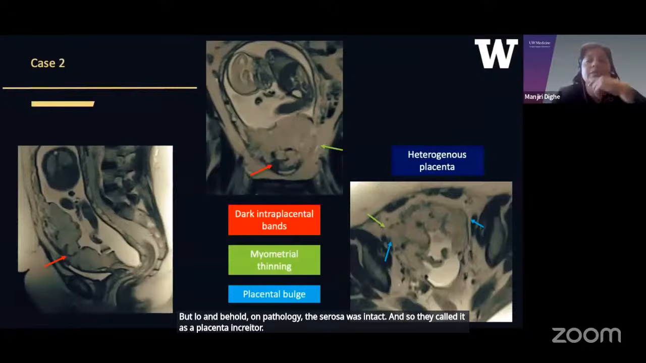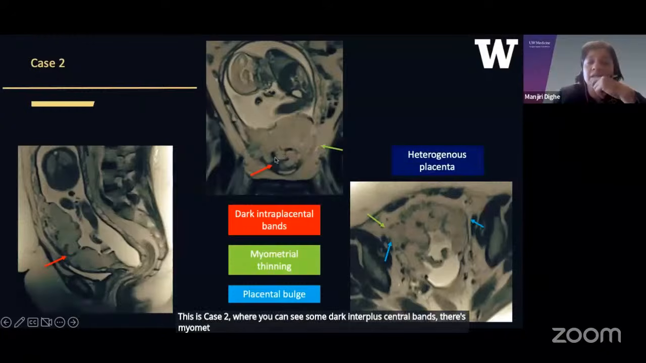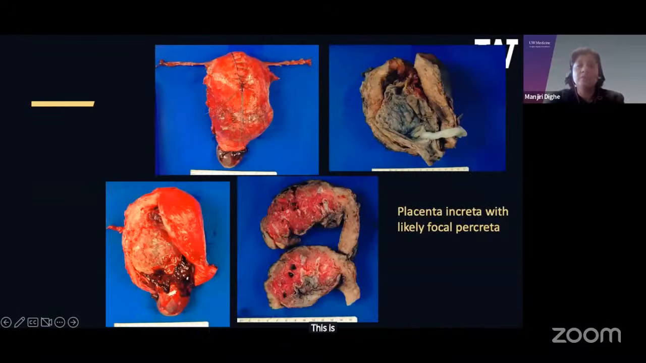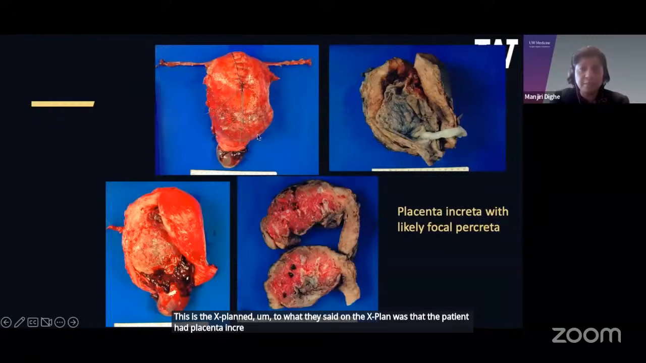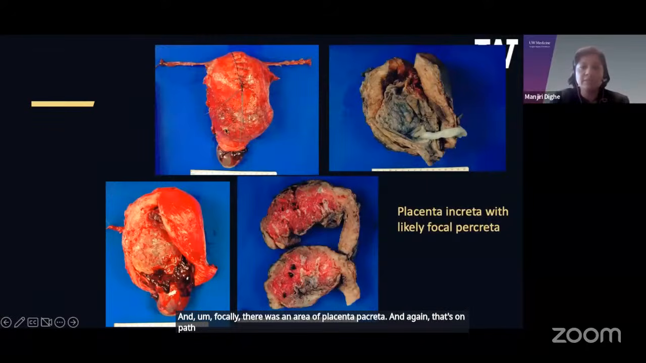This is case 2, where you can see some dark intraplacental bands. There's myometrial thinning, there's placental bulge, and you can see that in some areas you don't see the myometrium at all. And so that's with the myometrial thinning and the overall heterogeneous placenta. This is the explant. So what they said on the explant was that the patient had placenta increta. You can see the bulging over here in the lower uterine segment. And focally, there was an area of placenta percreta. And again, that's on pathology. If you look at the specimen, everything looks intact as they delivered it.